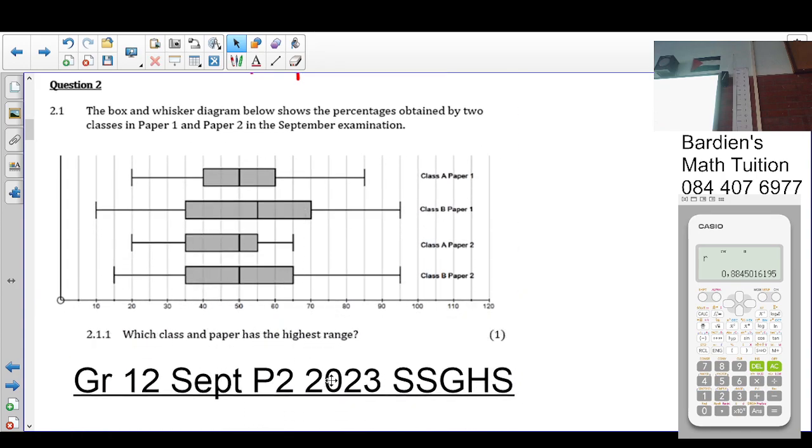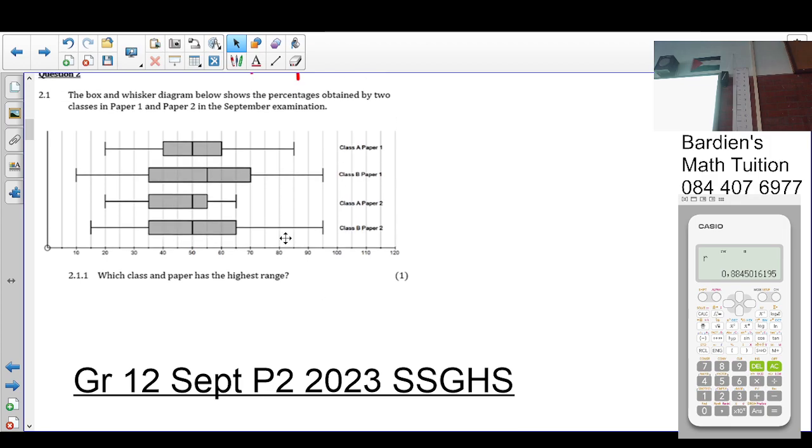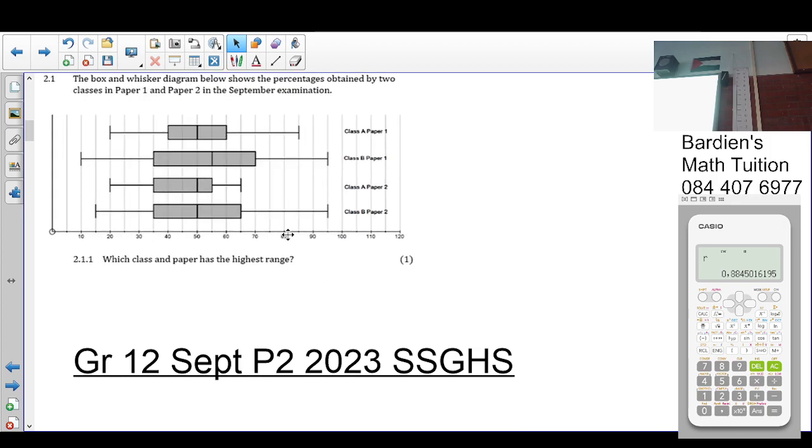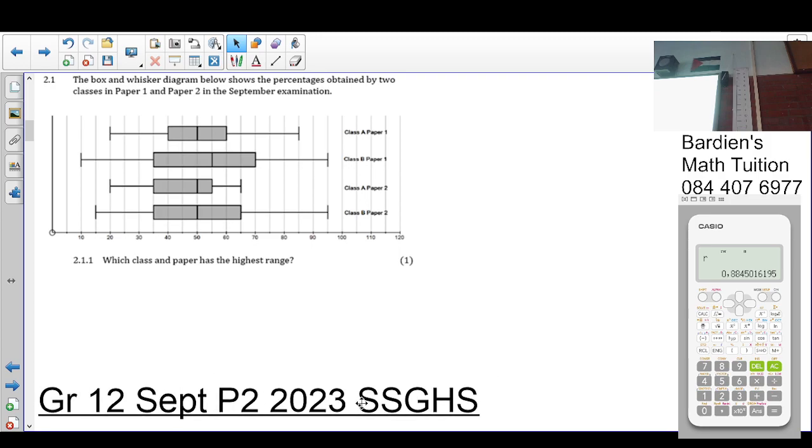Question 2, we are told that, so I'm going to kill the people in saying, the box and whisker diagram below shows the percentage obtained by two classes in mathematics paper 1 and paper 2 in the September examination. Okay? So class A paper 1, class B paper 1, class A paper 2, and class B paper 2.